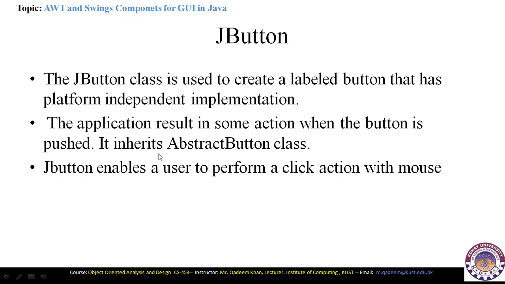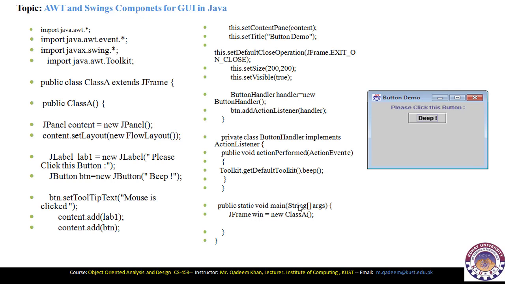When we push or click the button, then some interaction appears and an event is raised. So it is inherited from the abstract button class. Basically all buttons, JButtons, are inherited from the abstract button class of the JDK, that is the Java compiler's abstract button class. JButtons enable a user to perform a click action when the mouse is clicked here.